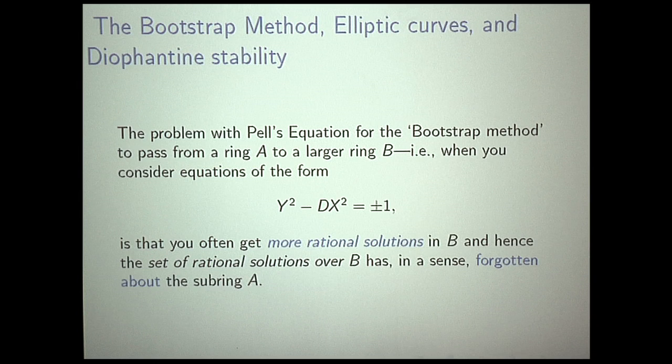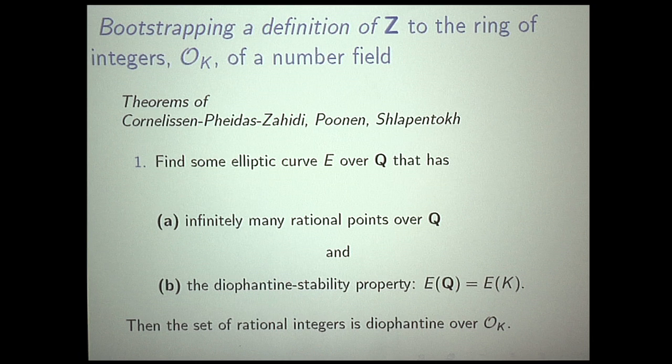Now, the problem with Pell's equation for the bootstrap method is if you want to pass from ring A to a larger ring B, let us say when you consider equations of the form y squared minus dx squared is plus or minus 1, you often get more rational solutions in the larger ring. It's a kind of fluid ring, and in some sense, the set of rational solutions in B of the same equation has completely forgotten about this poor subring A. And this is where elliptic curves enter the picture. Okay.